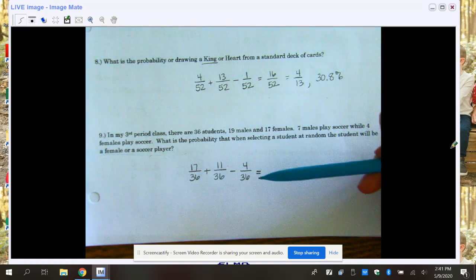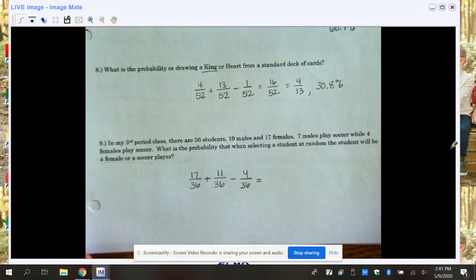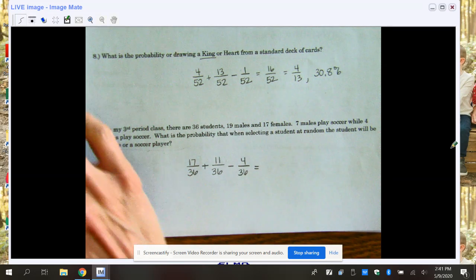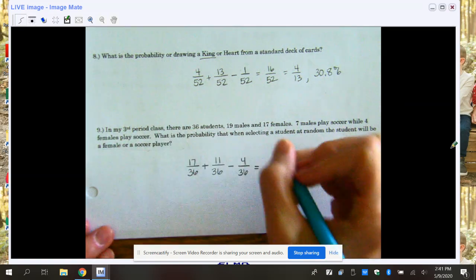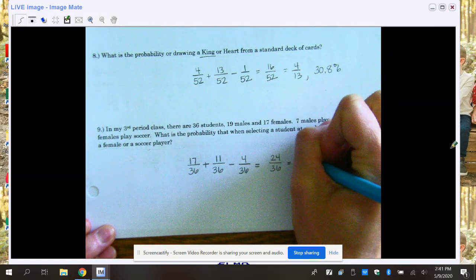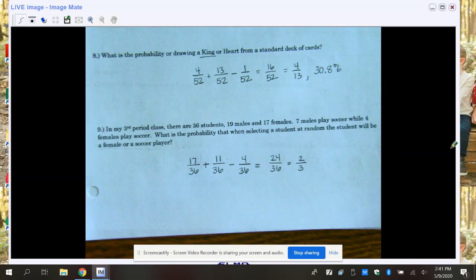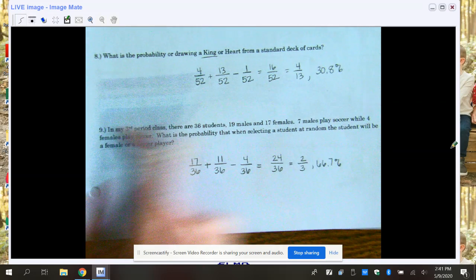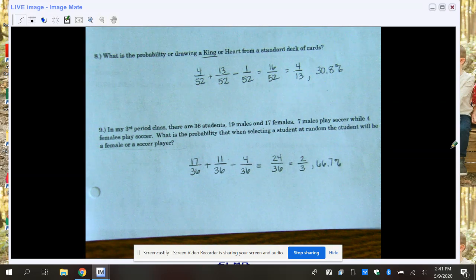So here's really the first one, I think. Oh no, this one, we subtracted something other than 1. So you're not just always subtracting 1. It's however many overlap. So 17 plus 11 minus 4 would be 24 out of 36. Divide by 12, you get 2/3 or 66.7%.